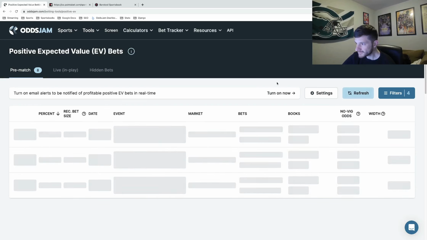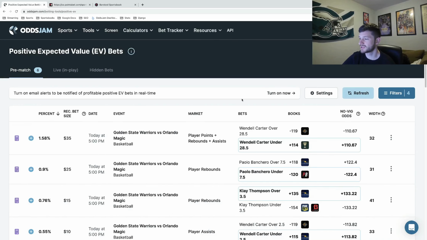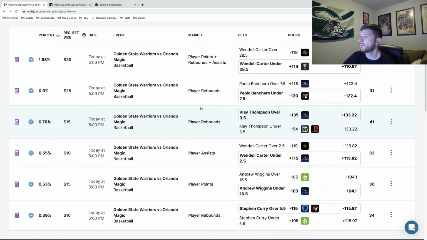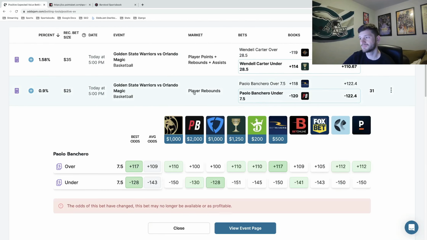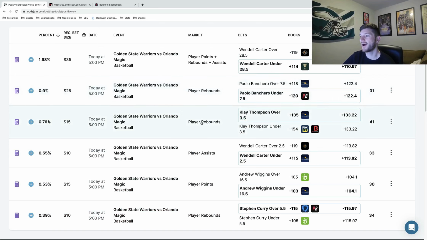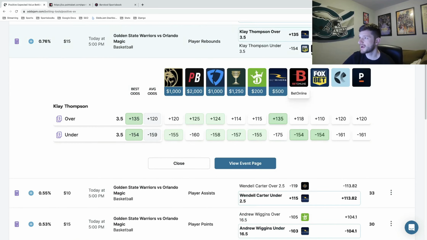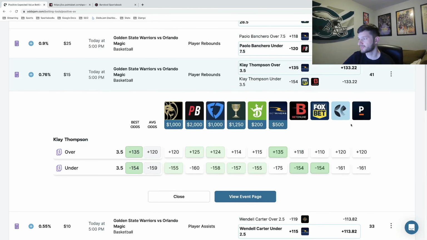So let me give this another refresh, make sure I'm getting the most up-to-date lines. The next one that I was going to lock in here was this Paolo Banchero. No, I'm not. The odds changed on that one. I was going to lock in Klay Thompson. That one's still good. Over 3.5 rebounds, plus 135 at BetRivers.